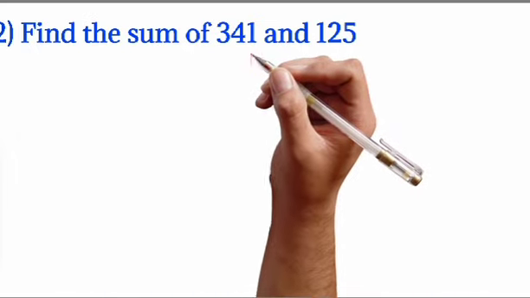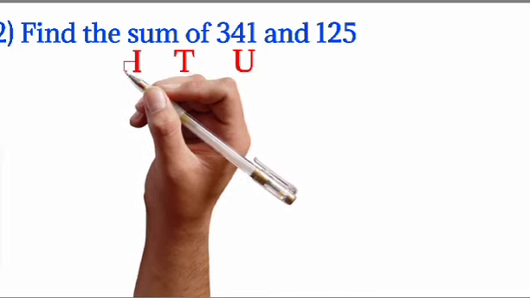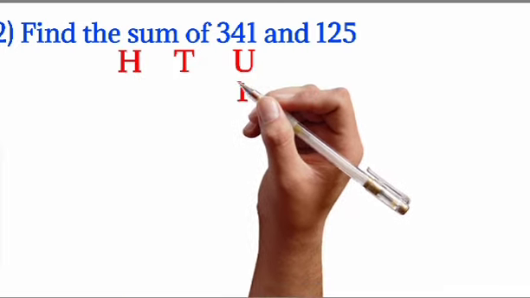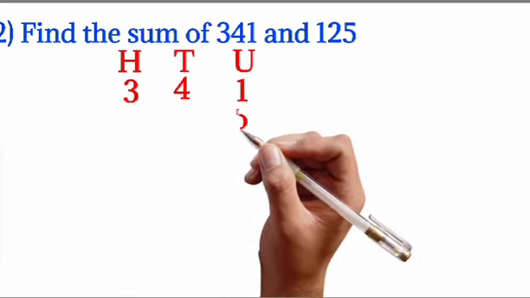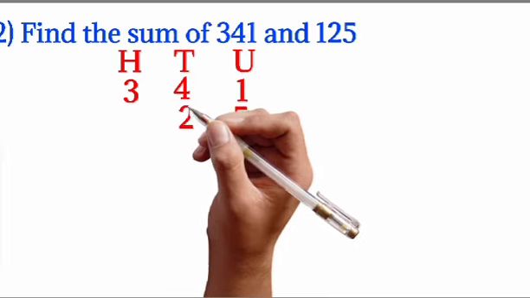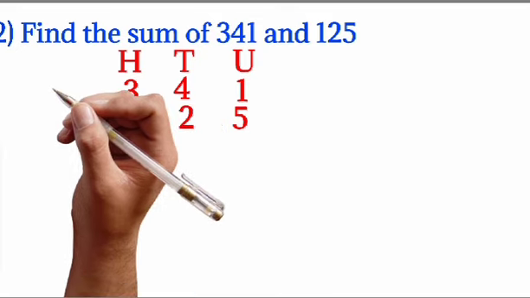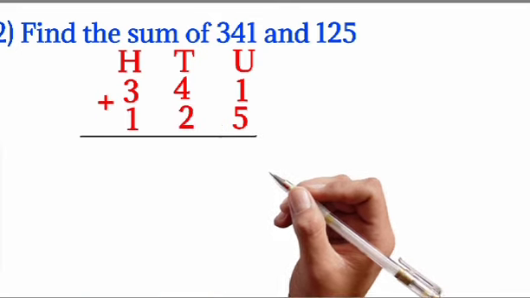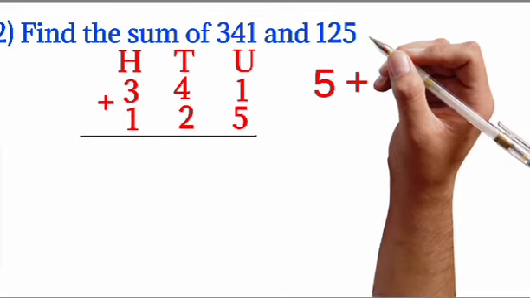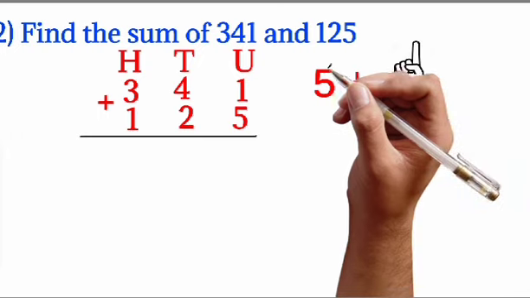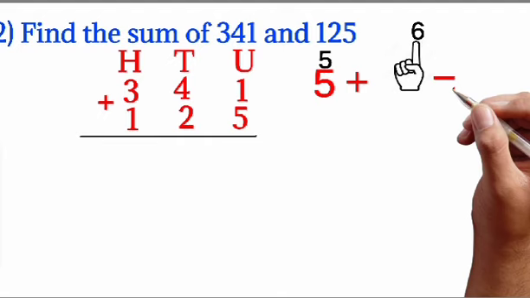Example 2. Find the sum of 341 and 125. I will place my arrangements, my U, my T, my H. My 1 is under my U, my 4 under my T, and my 3 under my H. Same also with the 5, 2, and 1. Then I'll put my plus sign. 5 in my head, 1 on my finger. 5, 6. So my answer is 6.